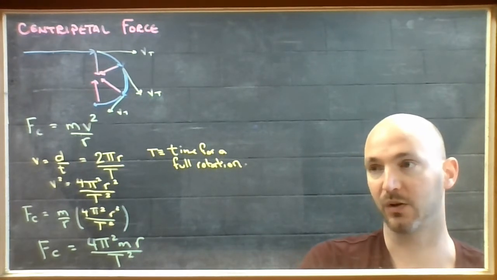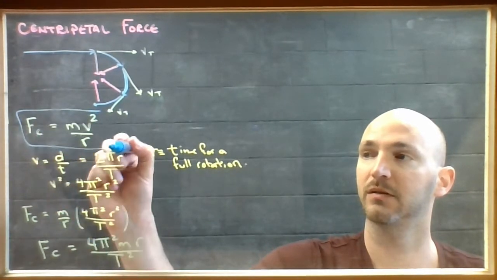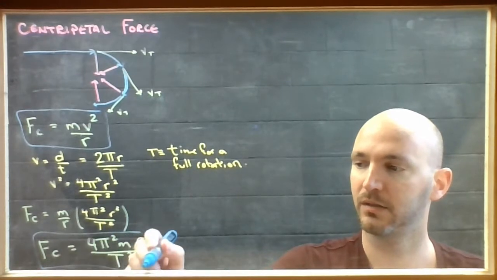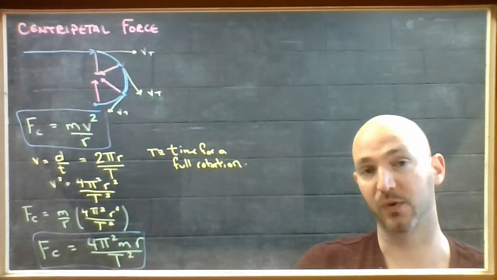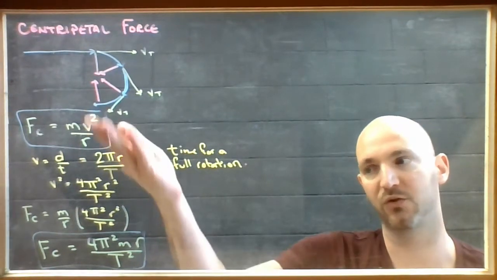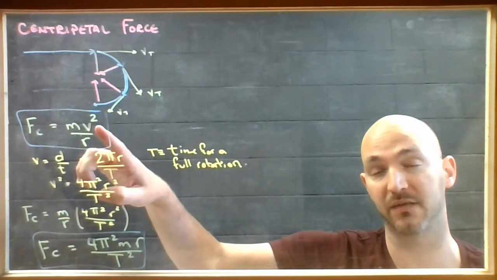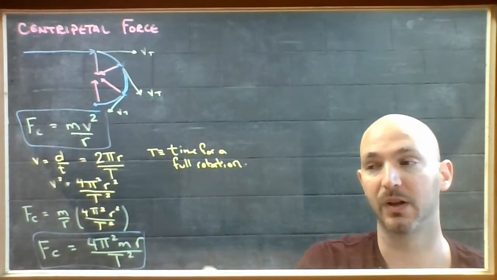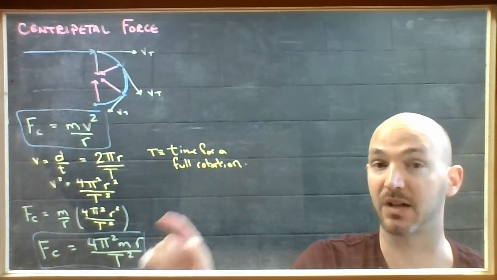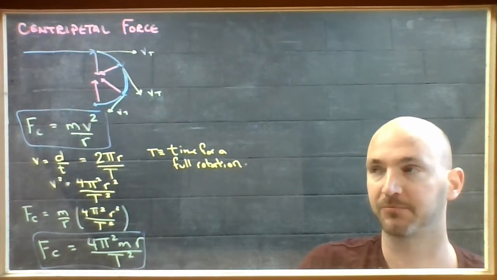Alright, so you should be able to use either this version or this version to determine the amount of force required to keep an object on a circular path. And you just choose whichever one's convenient. If you're able to easily measure the speed of the object, then this is the one you use. If it's easier for you to know the radius of its path and the time it takes to complete one rotation, then you use this version.